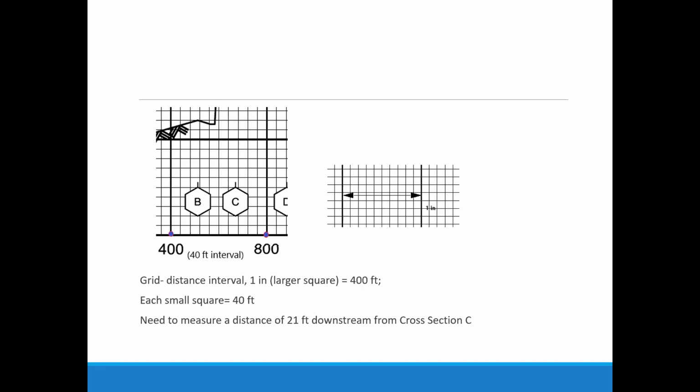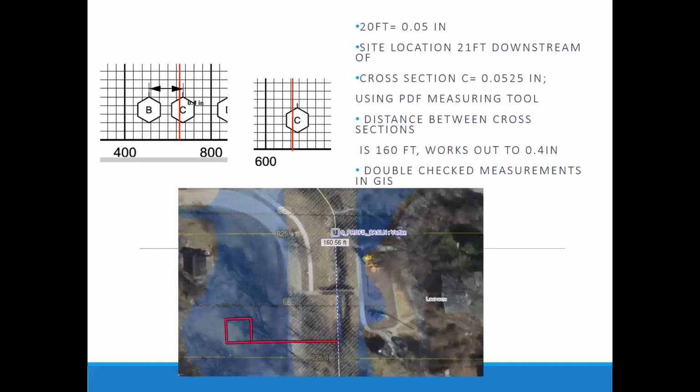So each small square here is 40 feet. And so half of a small square would be 20 feet. So I'm going to do the best I can to measure 21 feet downstream from that cross section, because as you can see, it's not exactly on the line. It's a little bit downstream from that. So I've done my best with that red line that you see going vertically to get it 21 feet downstream.